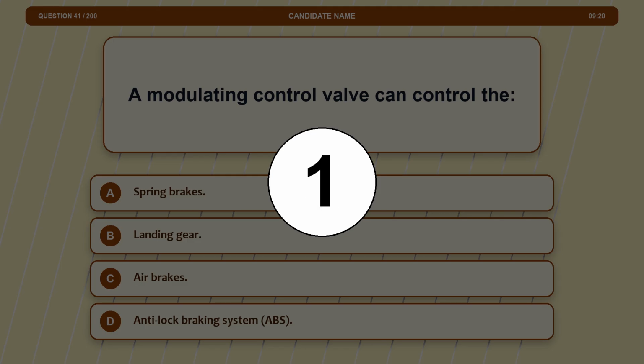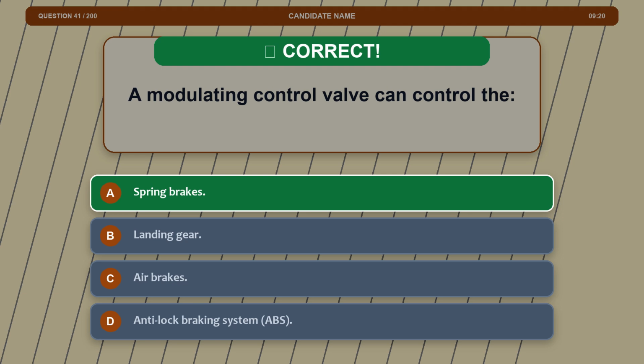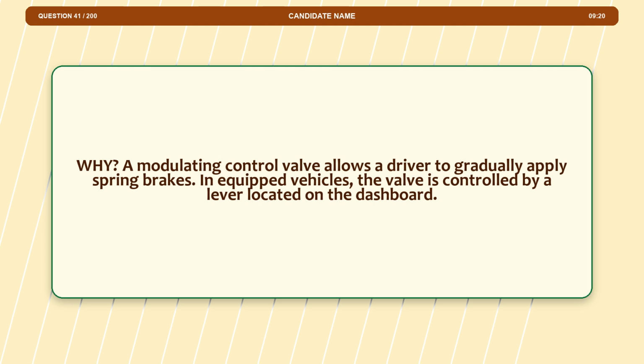The correct answer is option A, spring brakes. Explanation: a modulating control valve allows a driver to gradually apply spring brakes. In equipped vehicles, the valve is controlled by a lever located on the dashboard.